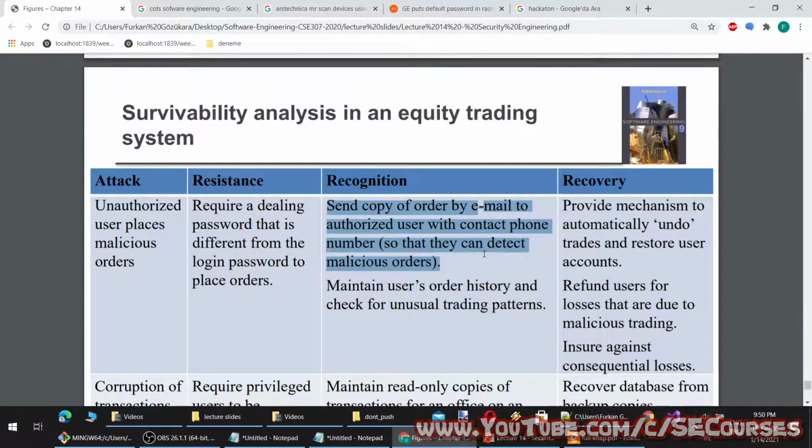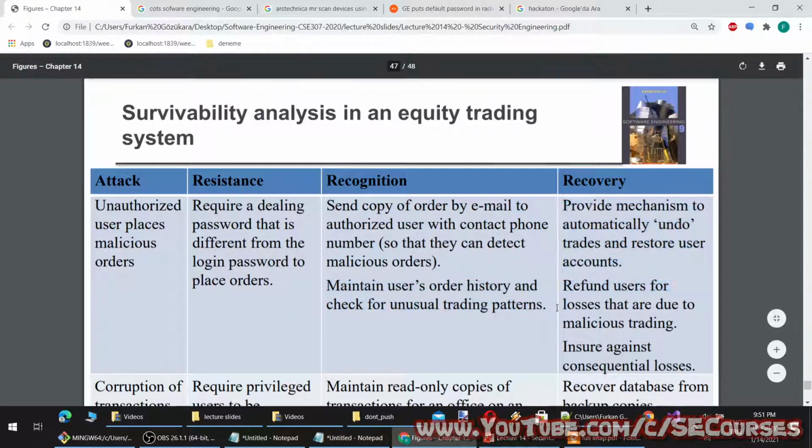Usually you see that when you log in to, for example, your Gmail account or your Twitter account from a different IP or a different device, you get a notification on your other logged-in devices or to your email that you have logged in from this location. Do you know that login and such? So this is recognition. Maintain the user's order history and check for unusual trading patterns.